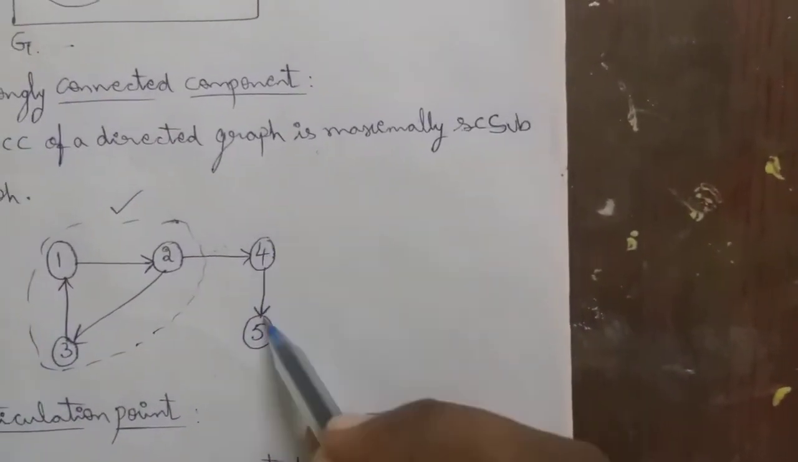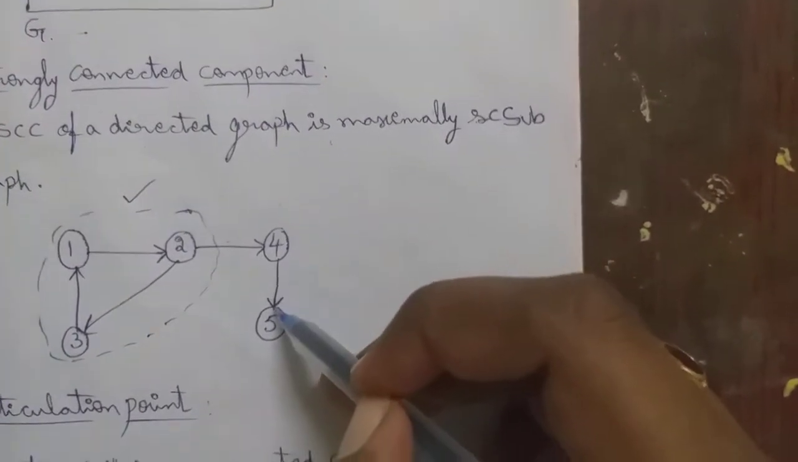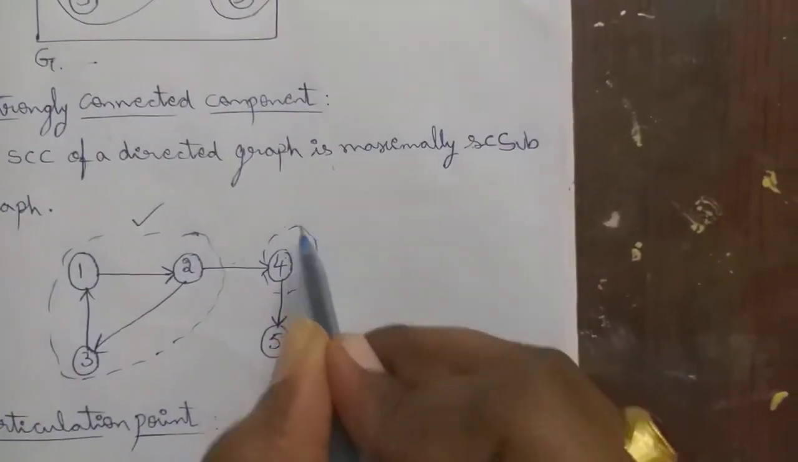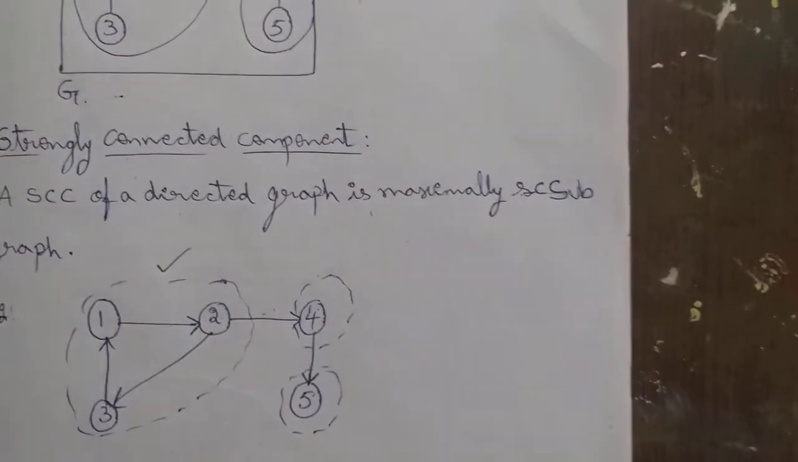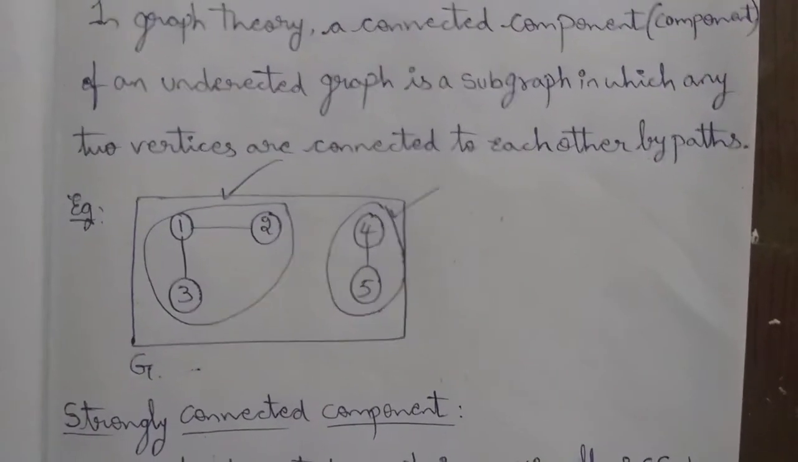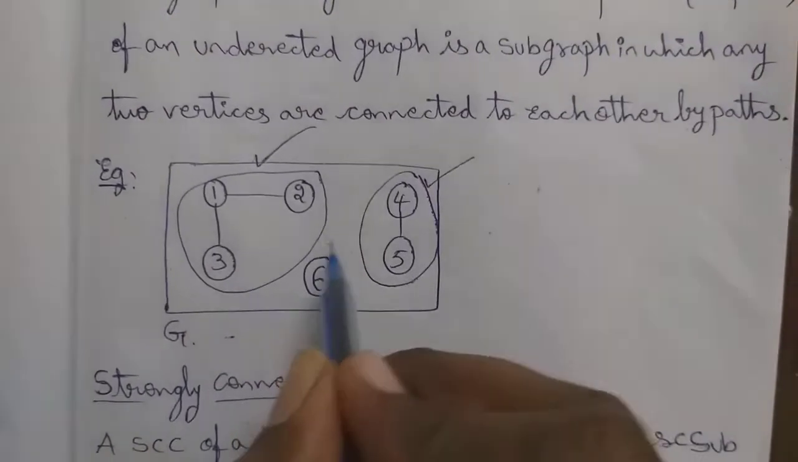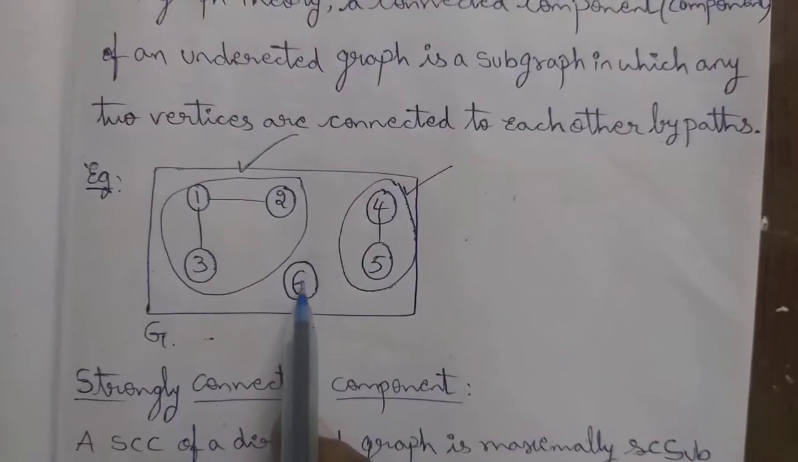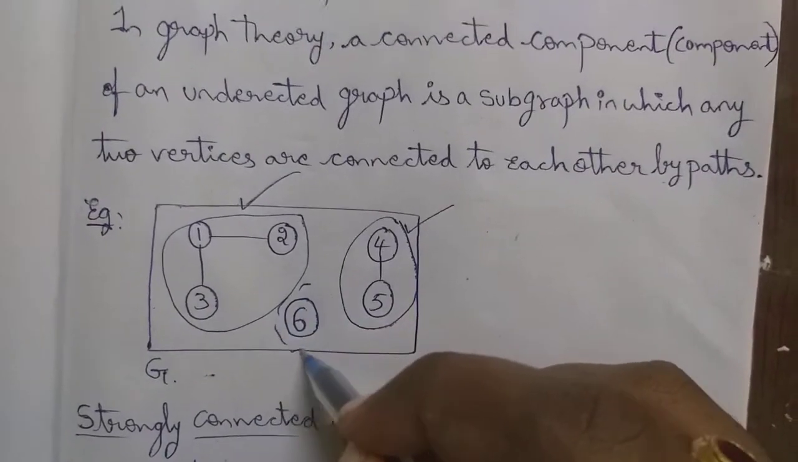Out of these two vertices, can I consider this as an entire graph? No. From 4 we have a path to 5, but from 5 we have no path to 4. Therefore, we should consider these individual vertices as connected graphs. You should also note a vertex with no induced edges. It means if the vertex is alone here with no edges induced on it, this vertex alone is itself a component. It is also called a connected graph. In this graph, if there is a vertex like 6 with no induced edges on it, vertex 6 alone is a connected component.